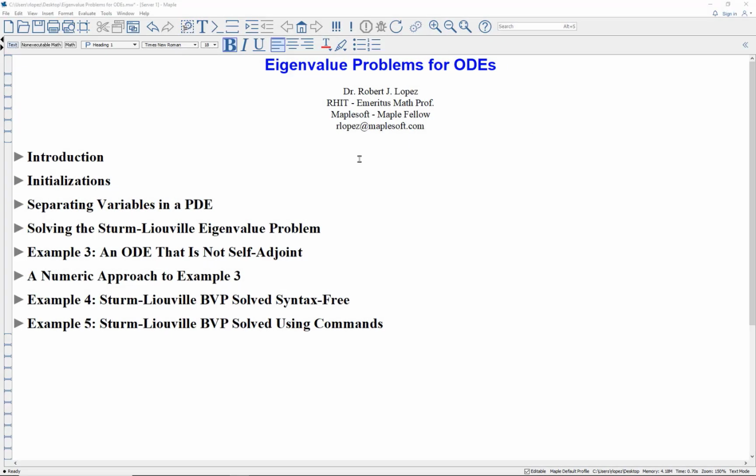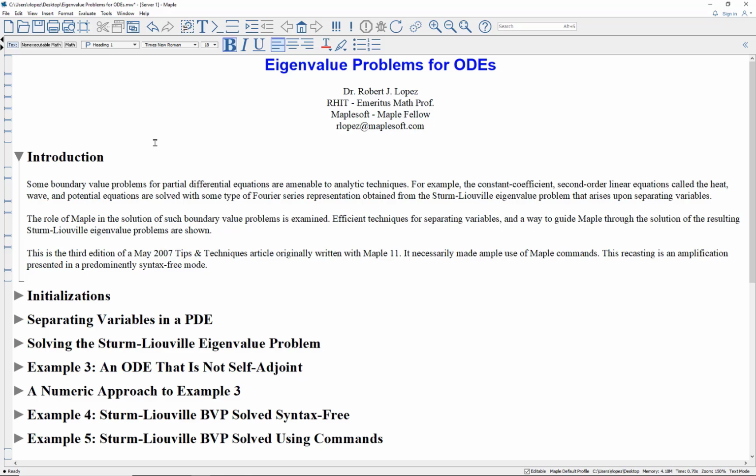Eigenvalue problems for ODEs. Well, some boundary value problems for partial differential equations are amenable to analytic techniques. So, for example, constant coefficient second order linear equations that are called heat, wave and potential are solved with some type of Fourier series representation, and that's obtained from the Sturm-Liouville eigenvalue problem, the ODEs that arise when you separate variables. So, Maple has the ability to solve analytically some of these partial differential equations.